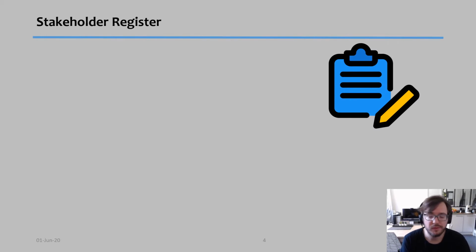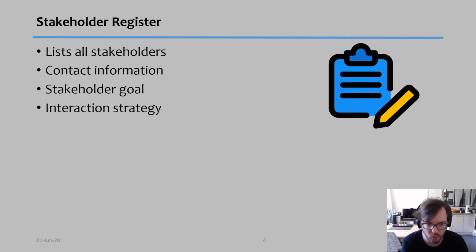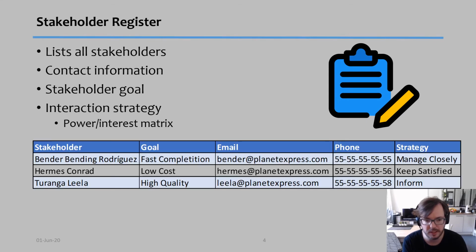So one of the things that we do to help us manage all this is to create a document called the Stakeholder Register. The Stakeholder Register is basically a list of all your stakeholders, together with their contact information, their goal, and the interaction strategy you're going to have. And I'm going to talk about each one of them in a little bit. Okay, and here, in order to understand the interaction strategy, we're going to use something called the Power Interest Matrix, which I will talk about in a bit as well.